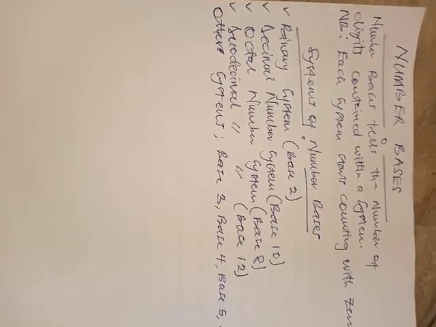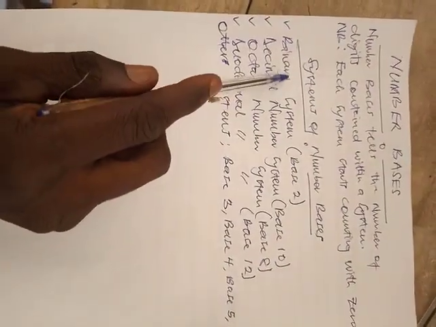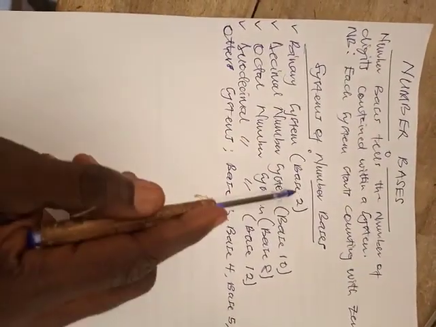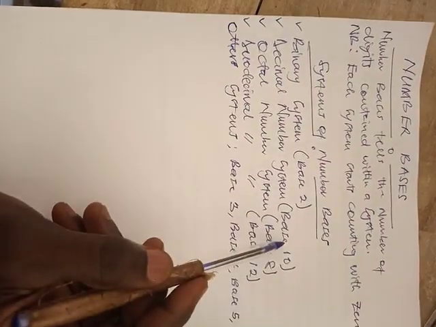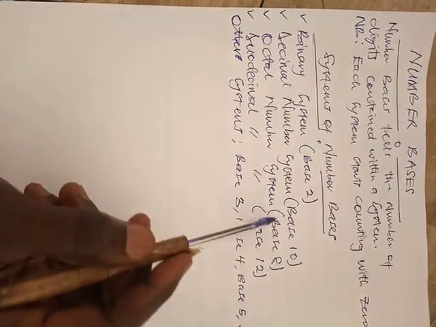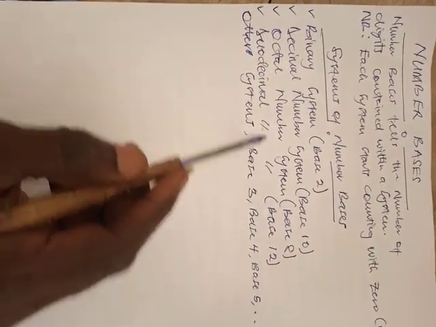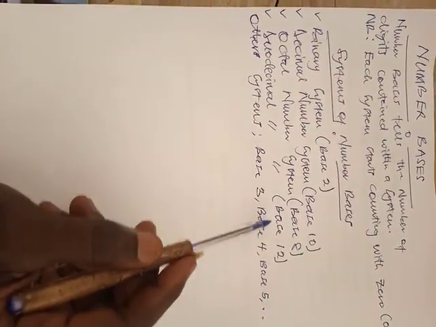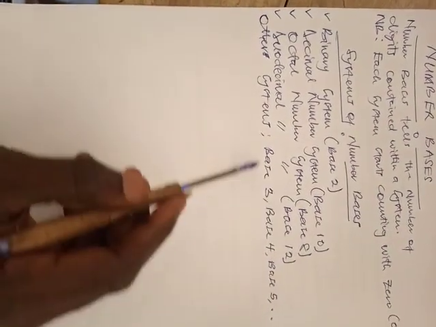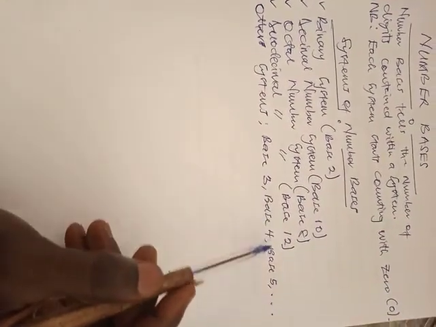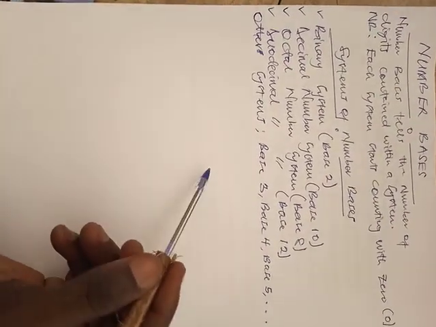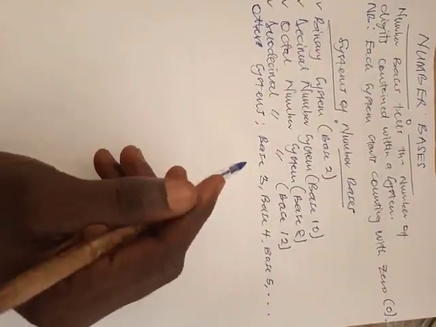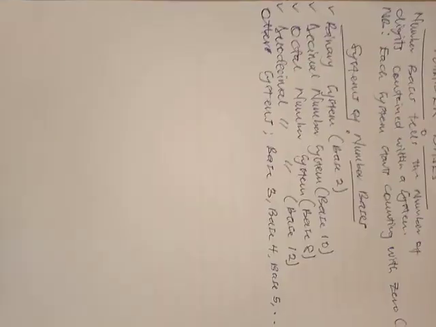Under systems of number bases, we have the binary system, also known as base 2, the decimal number system, also known as base 10, the octal number system, also known as base 8, and the duodecimal number system, also known as base 12. We also have other systems such as base 3, base 4, base 5, base 6, base 7, in that order. Now let's move on to counting in number bases.